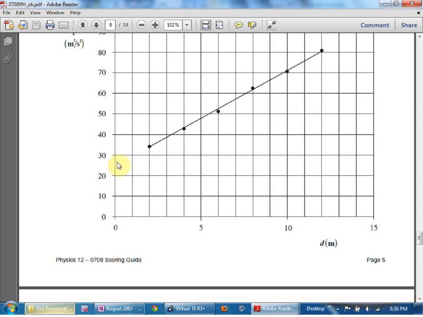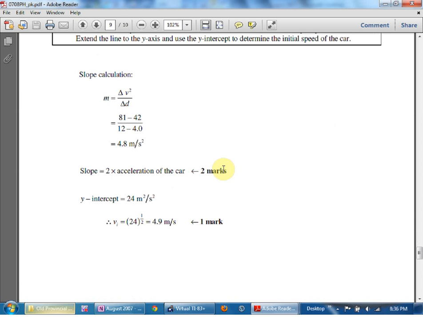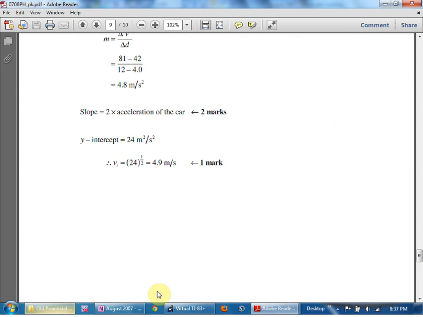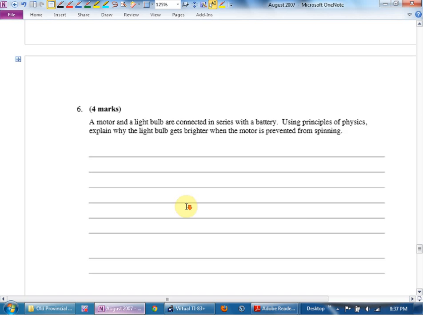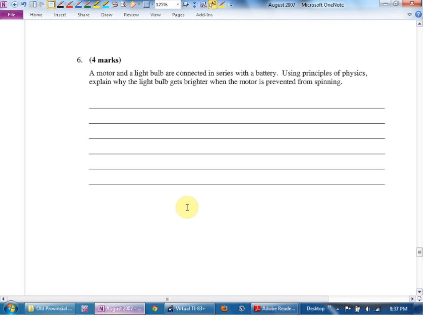Using principles of physics. A motor and a light bulb are connected in series with a battery. Specifically, this should say an electric motor and a light bulb are connected in series with a battery. That's where they should use the extra word, not for blue, but for electric. Using principles of physics, explain why the light bulb gets brighter when the motor is prevented from spinning.